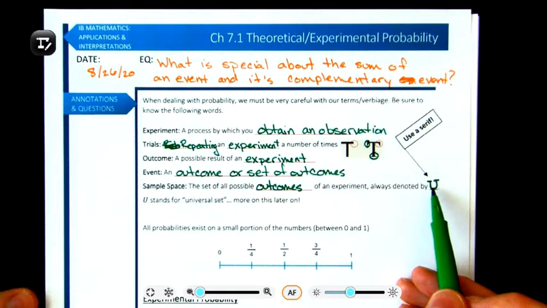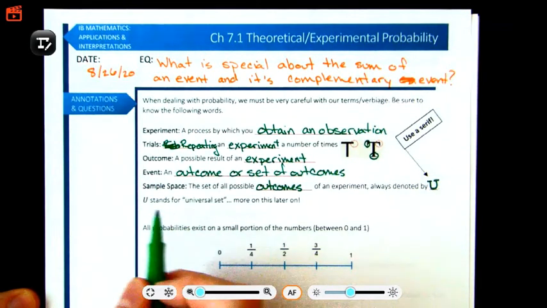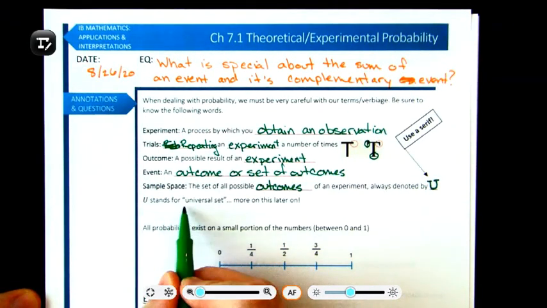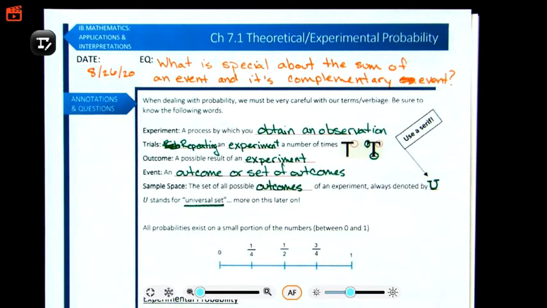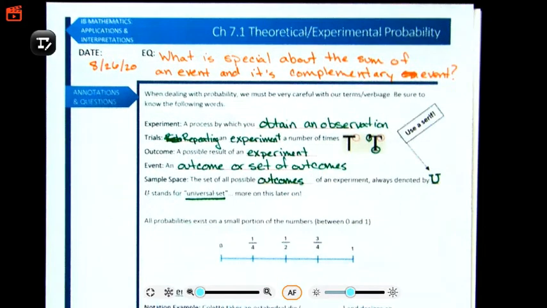Now, why do we use a U? It's because the U actually stands for the phrase universal set, but we'll talk about that more later. But I wanted to explain that because it's going to come back. And I kind of wish we just called it the universal set now, it would make a little bit more sense. All right, so we'll slide down here.